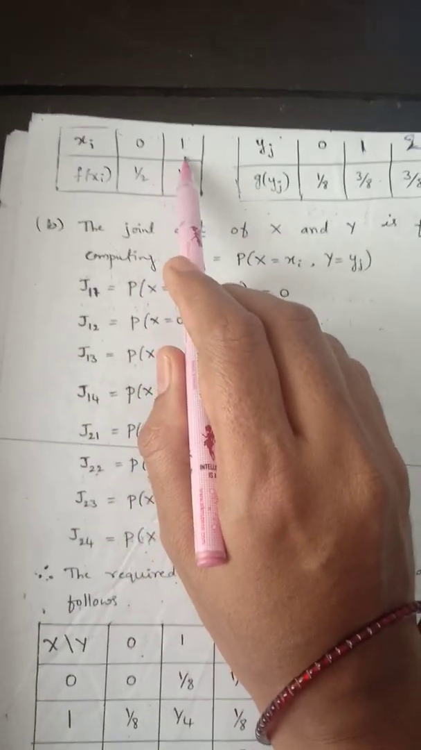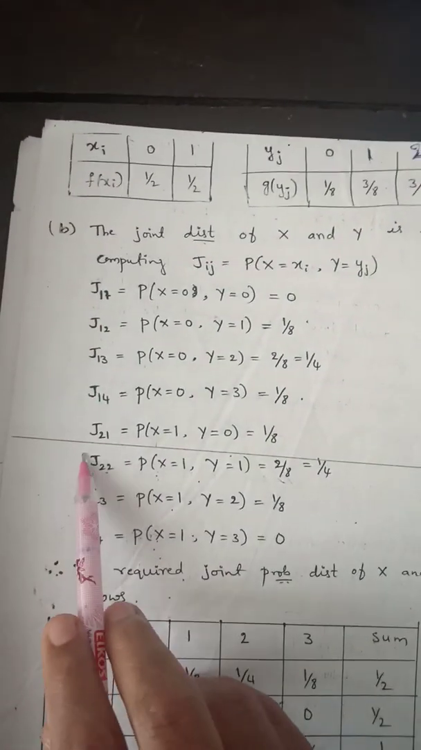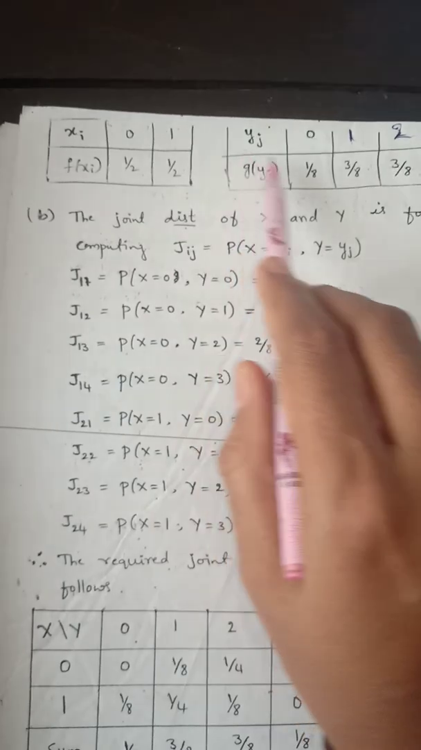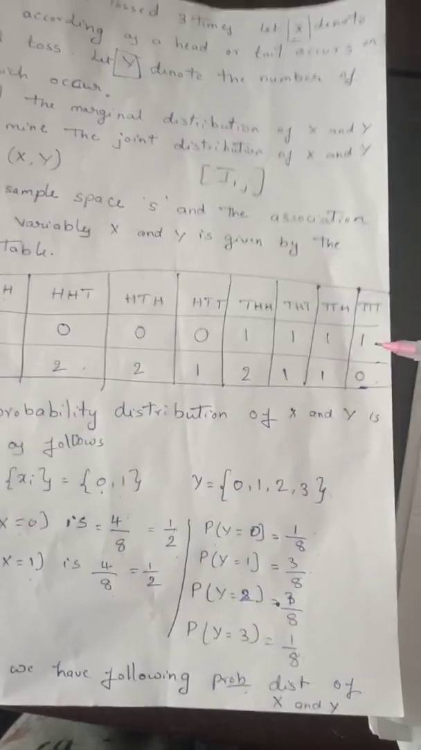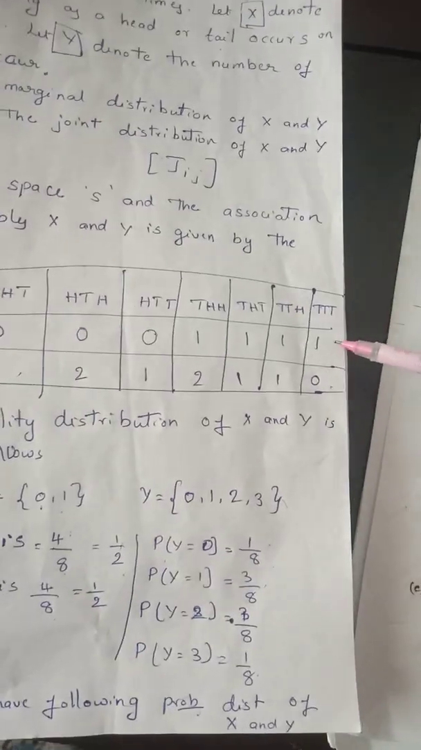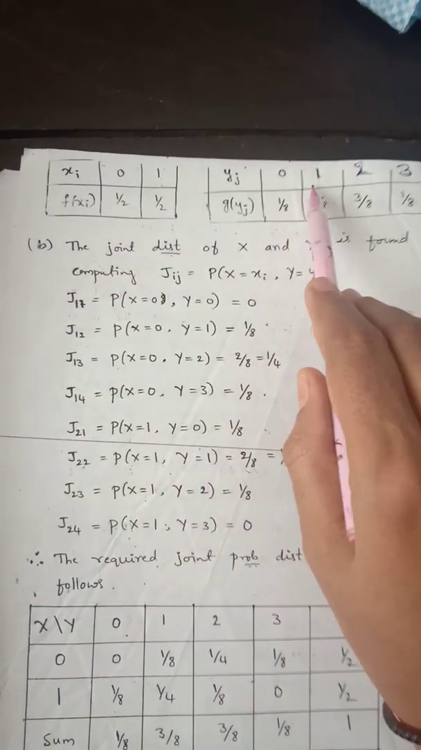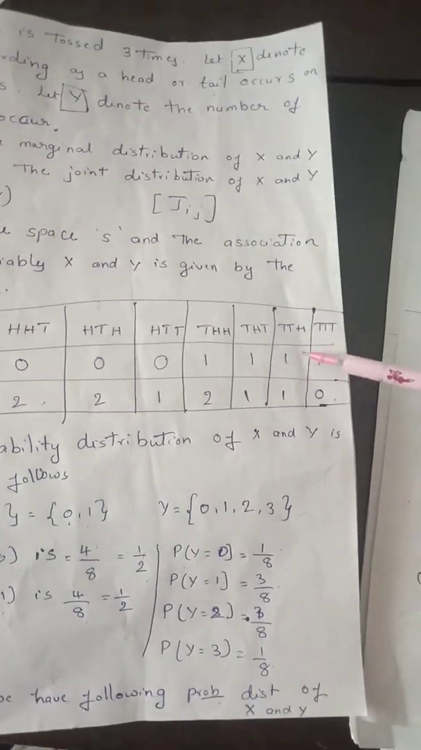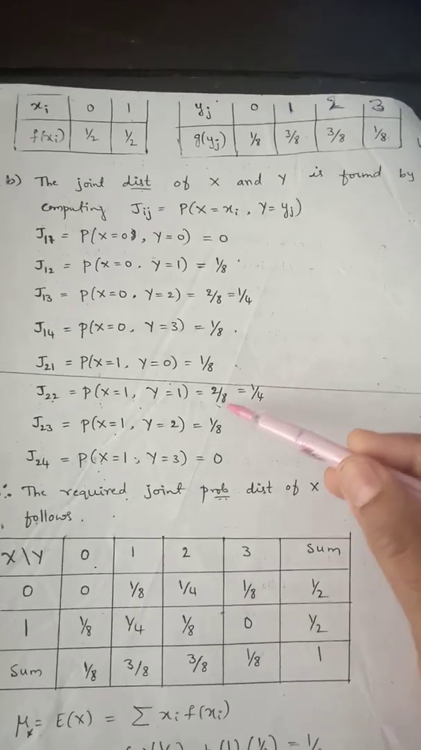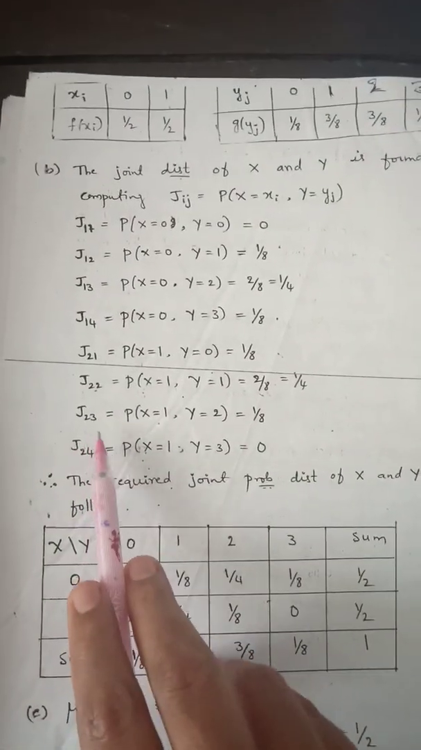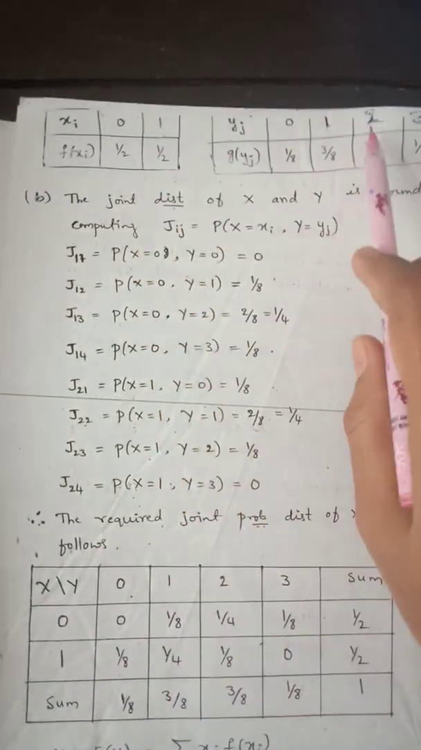Now similarly J21, that is when x is 1, y is 0. X is 1, y is 0, how many cases are there? Again there is only one case. X is 1, y is 0. That is 1 by 8. And J22 means x is 1, y is 1. X is 1, y is 1, how many cases are there? 2 cases are there. That is 2 by 8. Again J23, x is 1 and corresponding y is 2.